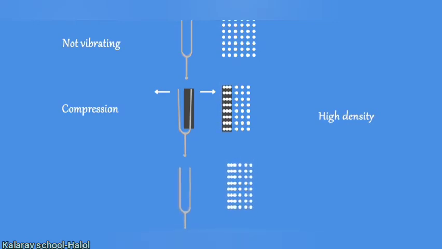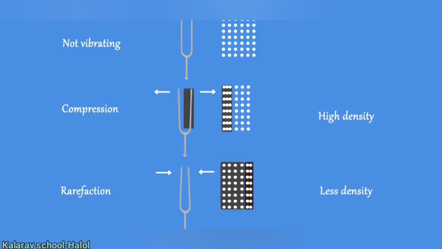When the prong comes towards its mean position, the pressure on the right decreases and keeps on decreasing further as the prong continues its motion towards left. This creates a low pressure region, also called rarefaction. We see that at this point, the compression in the form of disturbance has reached this region. This rarefaction also travels in the medium as a disturbance. Here the density of particles is less. That is, the particles are far away from each other.